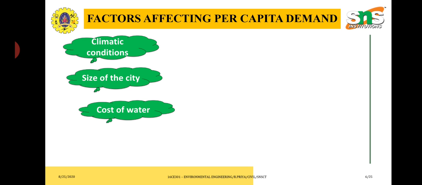Next, coming to the cost of water. If we fix a particular rate for the water, the consumption will vary. Suppose we are charging for the water, then the water consumed by the people is very low compared to when it is given for free. Next one is the system of sanitation. Based on whether we are using a conventional system or the flushing system, it makes a great difference, and it creates a high demand if we use the flushing system.